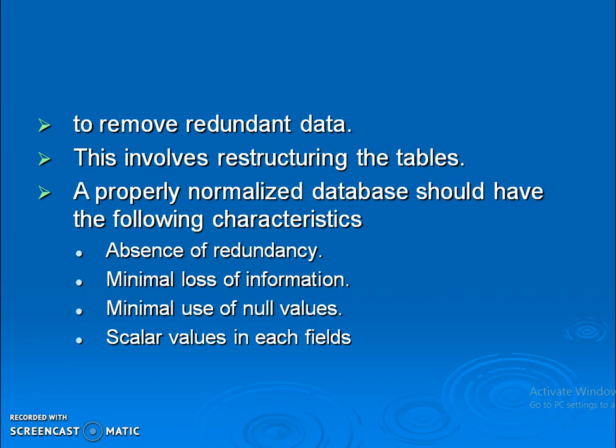A properly normalized database should have the following characteristics. Number one, absence of redundancy, minimal loss of information, minimal use of null values and scalar values in each field.